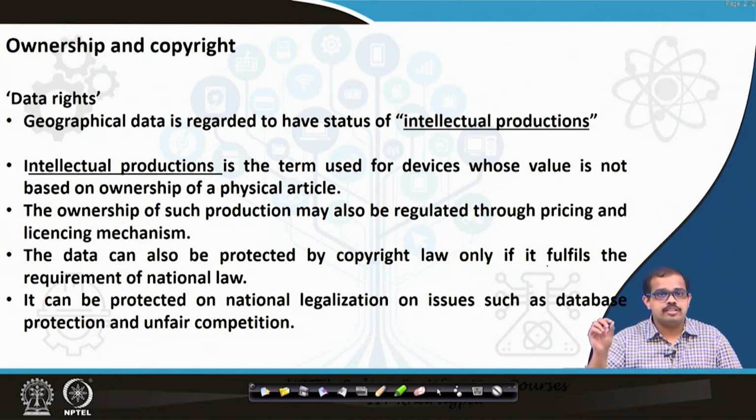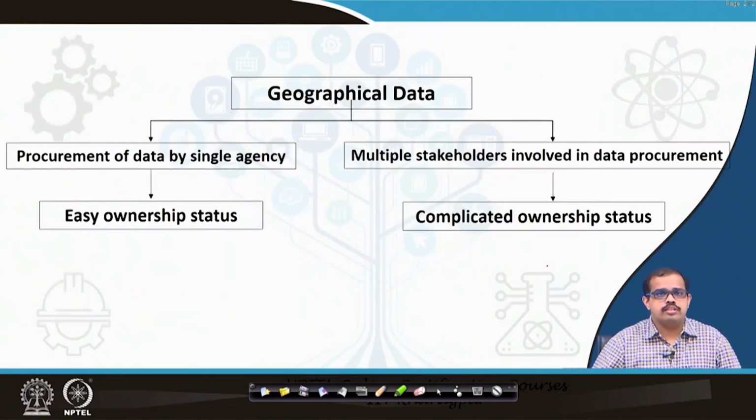When I say intellectual production, it is a term used for devices whose value is not based on the ownership of a physical article, but it can be a digital article. The ownership of such productions may be regulated through pricing or through a licensing mechanism. The data can also be protected by copyright law only if it fulfills the requirement of a national law. It can be protected under national legislation on issues such as database protection and unfair competition. So, all of these are issues in terms of ownership.